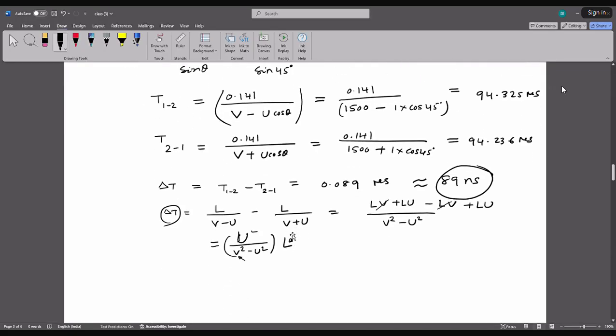But this time is actually very small. So instead, you can do this. You can ask the electronics to calculate T12 into T21 divided by T12 minus T21. And if you do that, you would actually get this as only d by v.